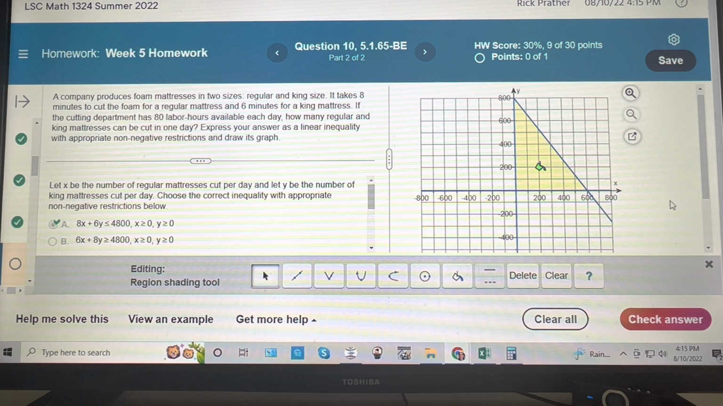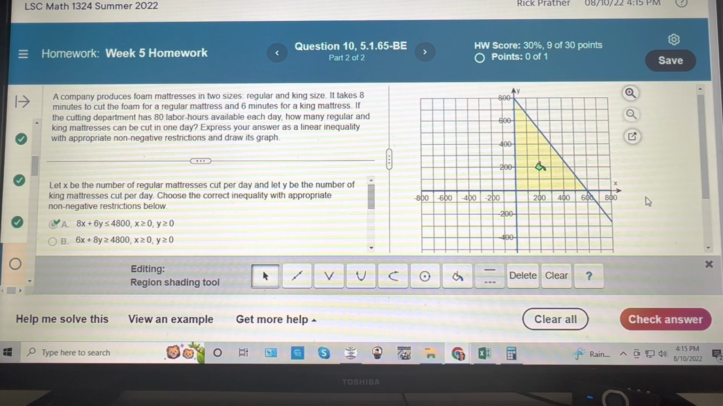That's our feasible solution. The solutions are in there somewhere. It's enclosed, so we're guaranteed to get a maximum and a minimum. What's the maximum, like profit, for example? We haven't got to that part yet.